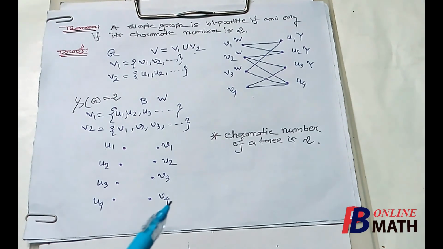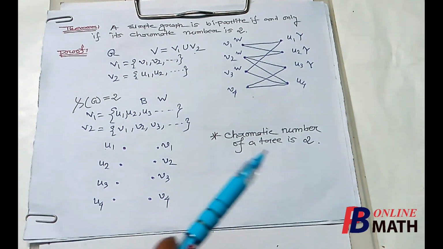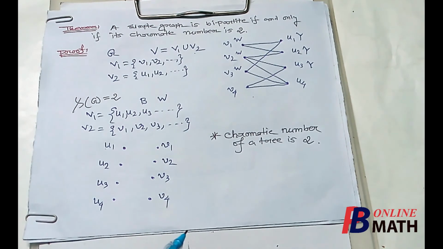Now consider one important point here, that the chromatic number of a tree is 2. We know that a tree is a bipartite graph, so the chromatic number of a tree is 2. So we must remember that the chromatic number of a tree is 2.